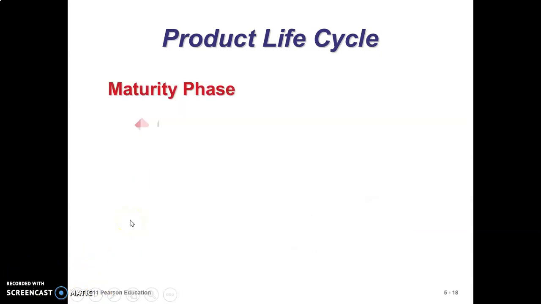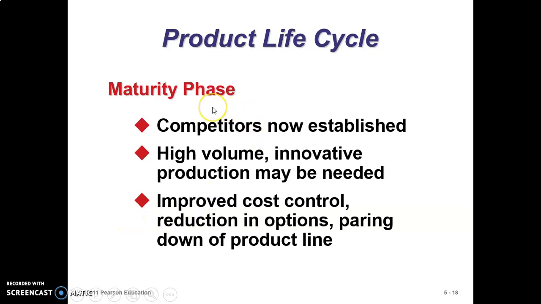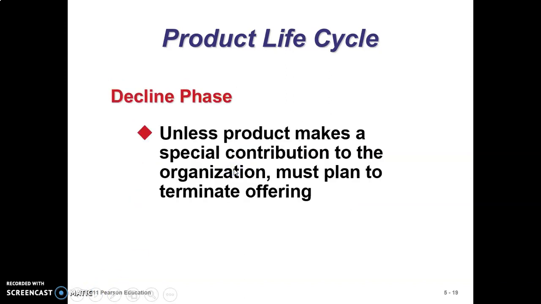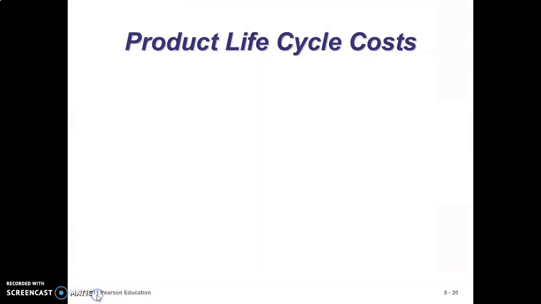Okay, the third stage is the maturity stage. Competitors now start to establish, and there is high volume. We can produce high volume as much as possible and do innovations on the product, and also improve cost control, make reductions in options, and start paring down the product line because we have to focus on certain products only. At the decline stage, unless the product makes a special contribution to the organization, you have to terminate or stop producing the product.